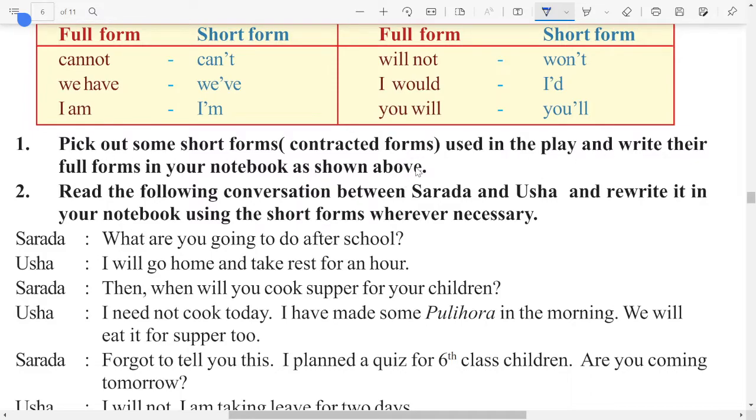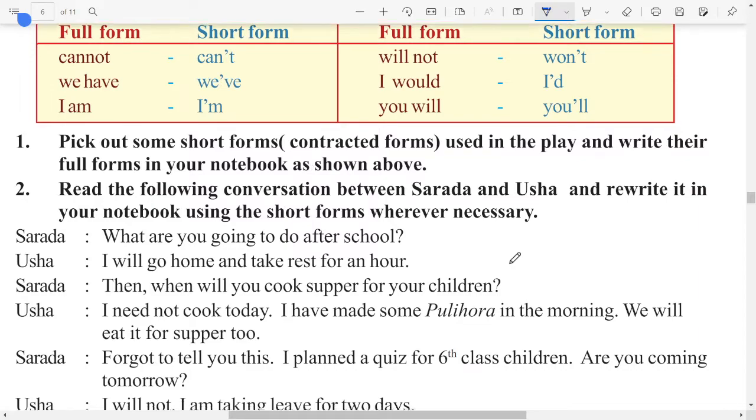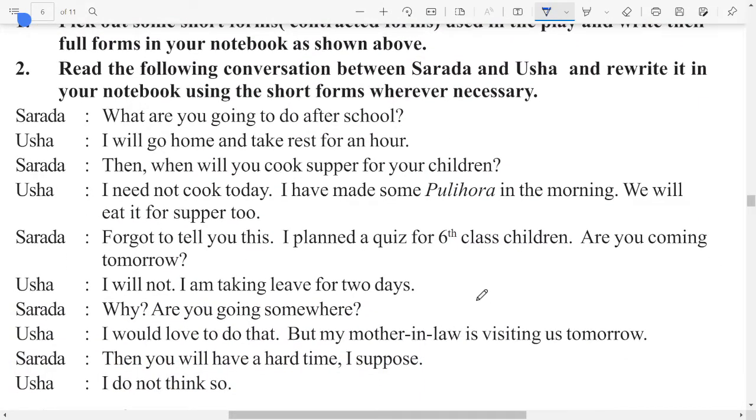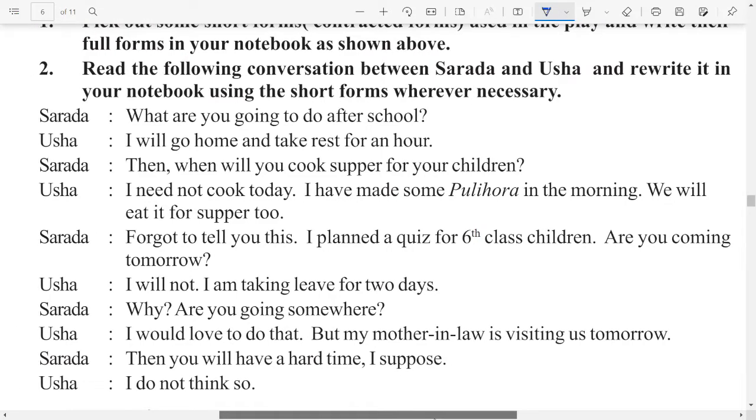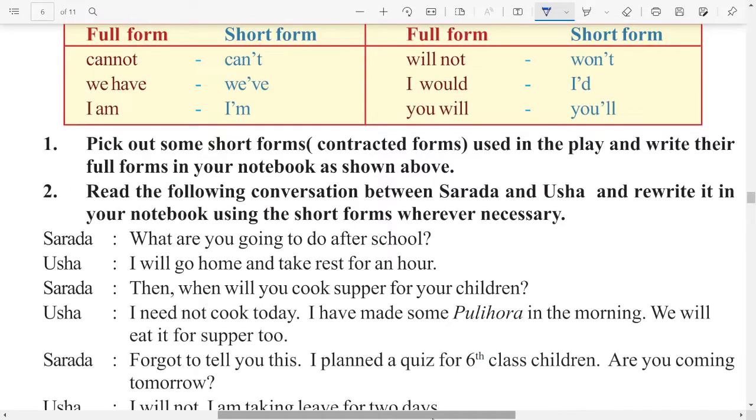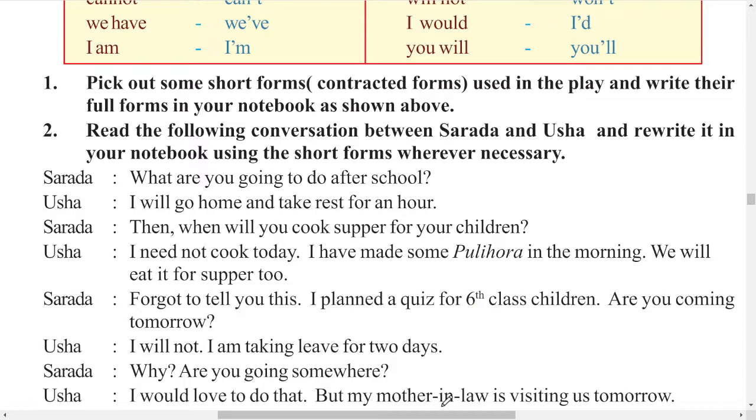Now this is one activity where from the text you have to pick out some of the contracted forms and write their full forms in your notebook. Next, read the following conversation between Sharada and Usha and rewrite it in your notebook using short forms wherever necessary. So here, wherever necessary, you can make the short forms and you have to write them in your notebook. Let us look at this conversation.